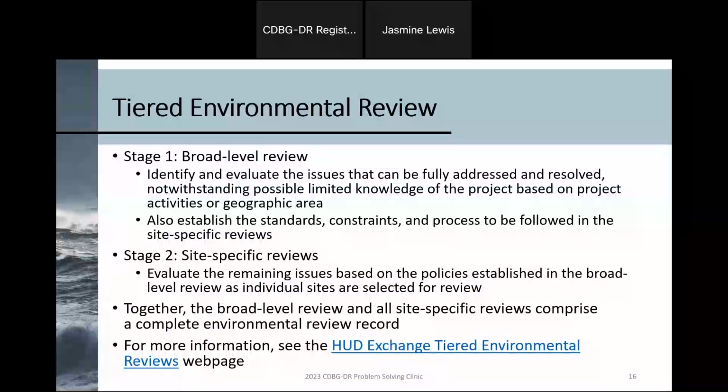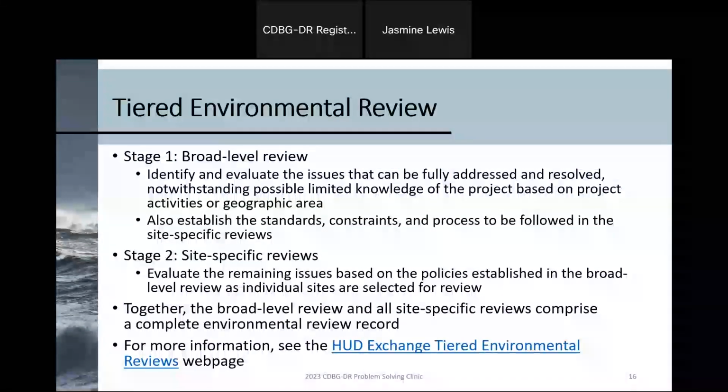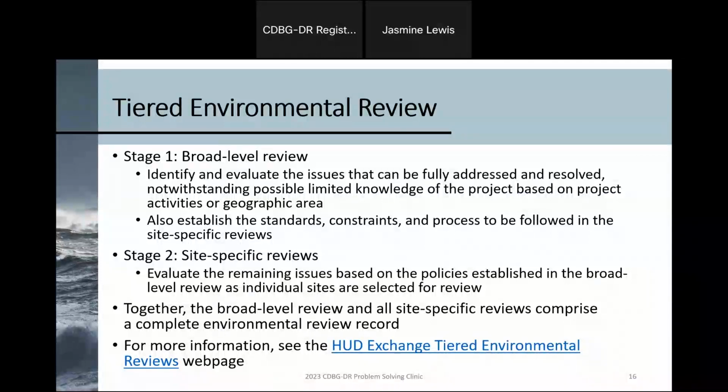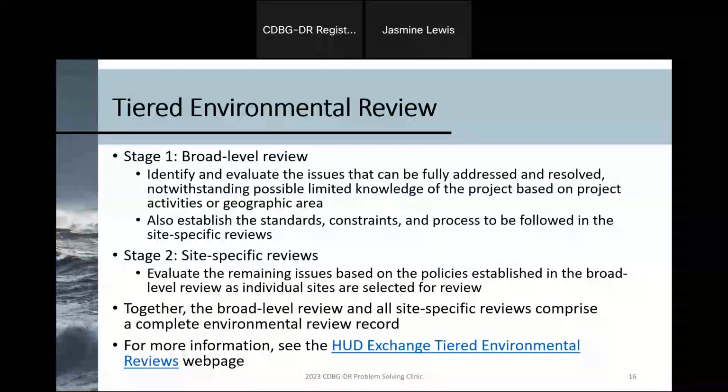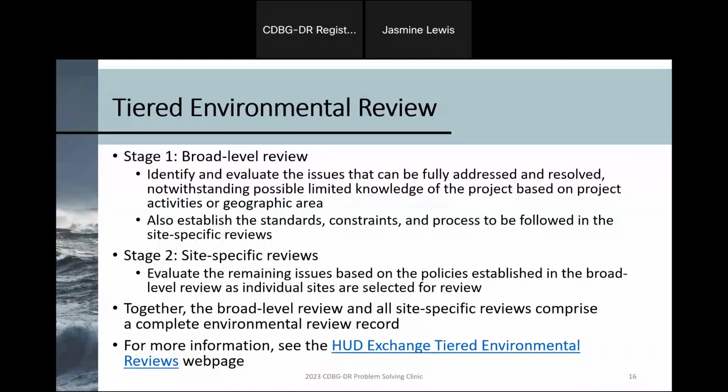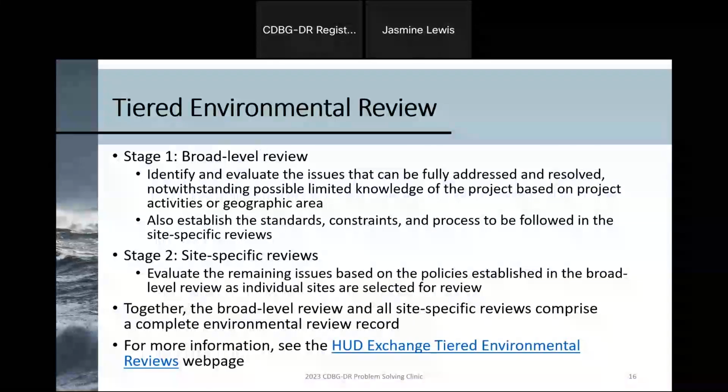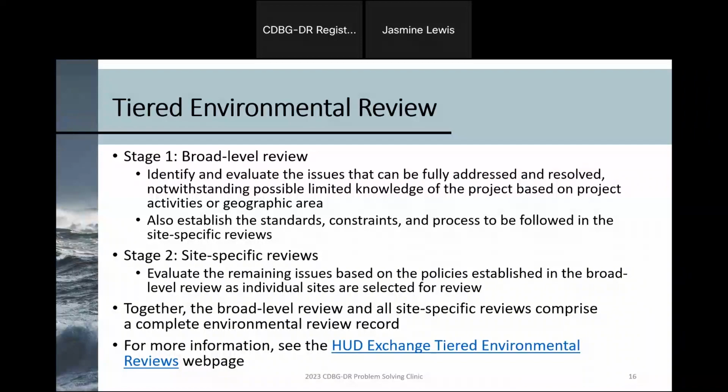So in stage 2, this is where you're going through and identify your specific location, your specific site, and also the specific scope of work. And you can complete the remainder of the laws and authorities to complete one complete environmental review package. Setting up tier environmental reviews can take a little while. And so I believe there was several new grantees in the audience. So as you're going through this process, there are a ton of resources on HUD Exchange to take a look at. And also, this is a good opportunity to reach out to your local field office for further consultation, so that way you can set up your tiered environmental review appropriately.